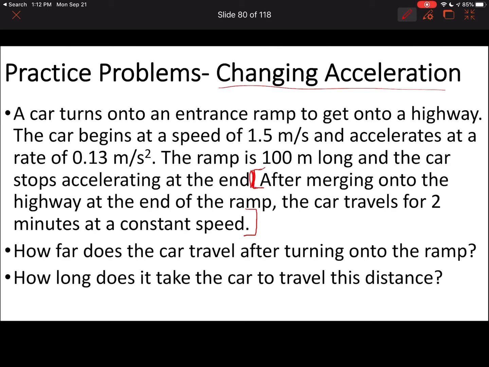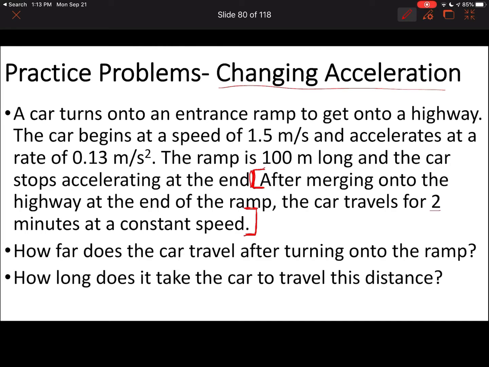This is a two-part problem, meaning I literally need to examine these two parts separately. Because there's a part when we are accelerating, and then there's a part when we are moving at a constant speed. And we cannot look at those two things together. So, to answer the first question, how far does the car travel after turning onto the ramp? Well, we know that the ramp is 100 meters long. And all I'm then trying to figure out is how far the car is going to travel in the 2 minutes it was going at a constant speed.